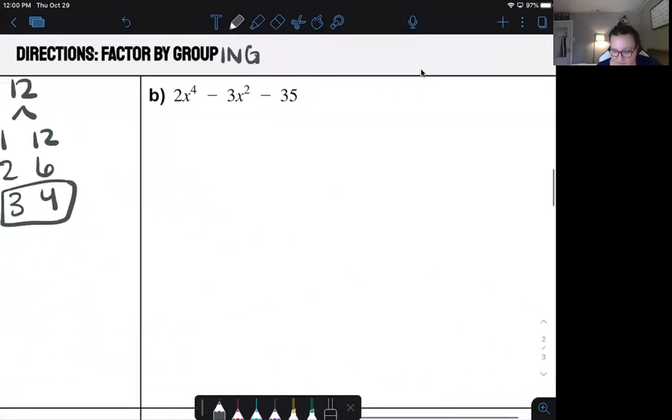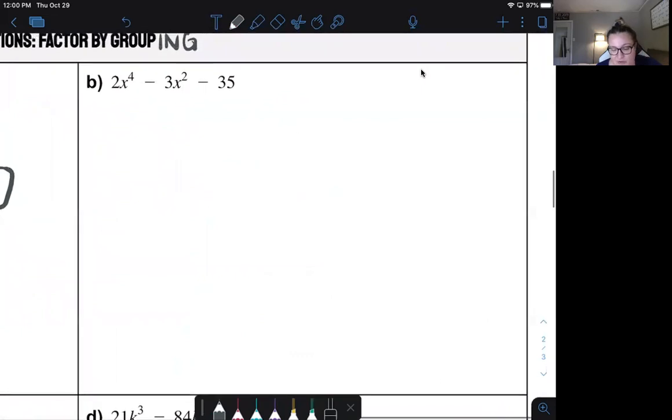All right, for part B, 2x to the fourth minus 3x squared minus 35. Go ahead and give that a shot. Remember to multiply a times c, make a factor tree for that, and then rewrite your bx squared term using factors of the a times c. Press pause and then press play when you're ready to check your work.